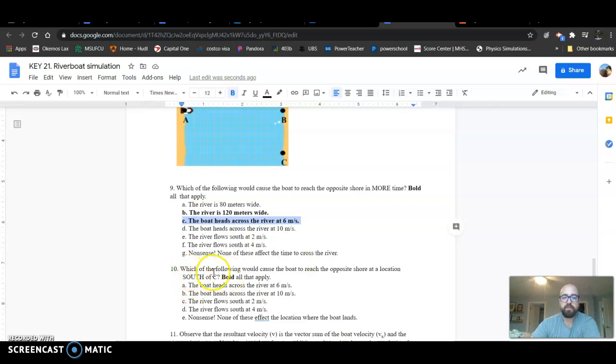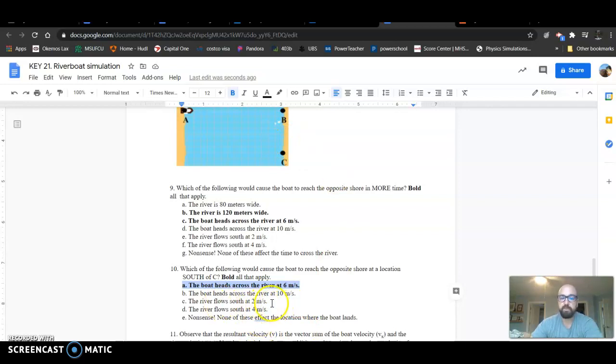And then say which of the following cause it to reach the opposite shore at a location south of C. So it's going to end up below there. If it heads across the river at 6 meters per second, it's going to take longer, and therefore it's going to get carried downstream more. If it heads across at 10, it's going to get there faster, so it wouldn't go downstream as far. It would end up somewhere between B and C.